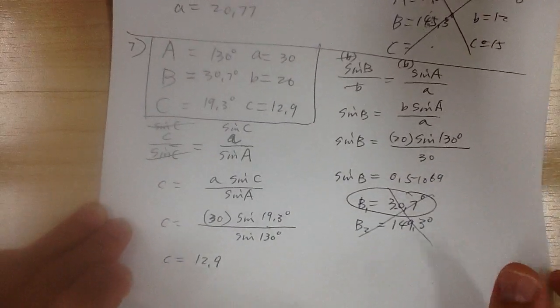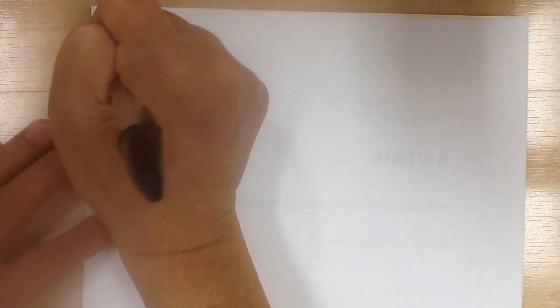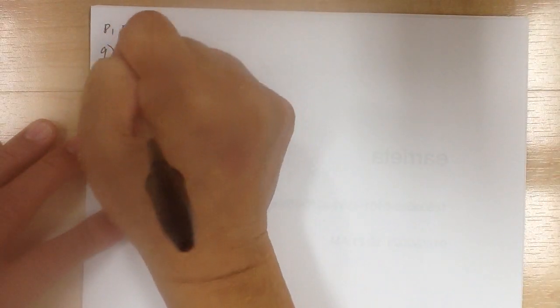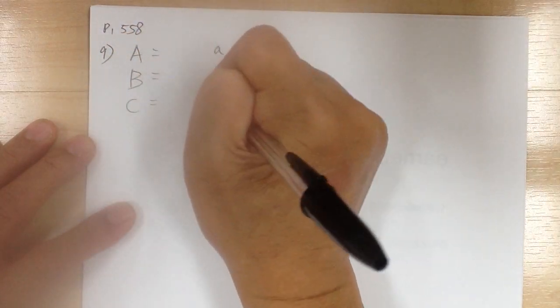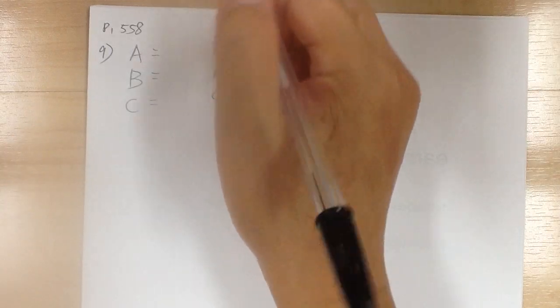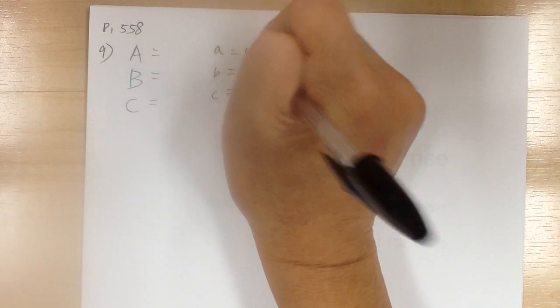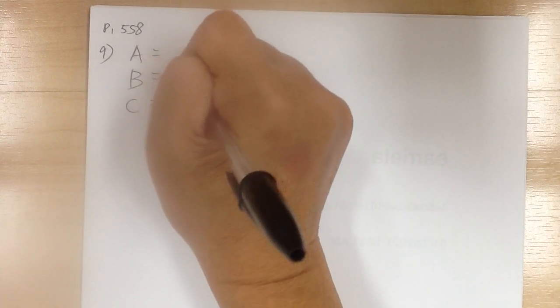Okay, let's go to the next one. We can start with A, B, C. Small a, small b, small c. Okay, so number 9, small a equals 12, small b equals 7, angle B is equal to 35 degrees.